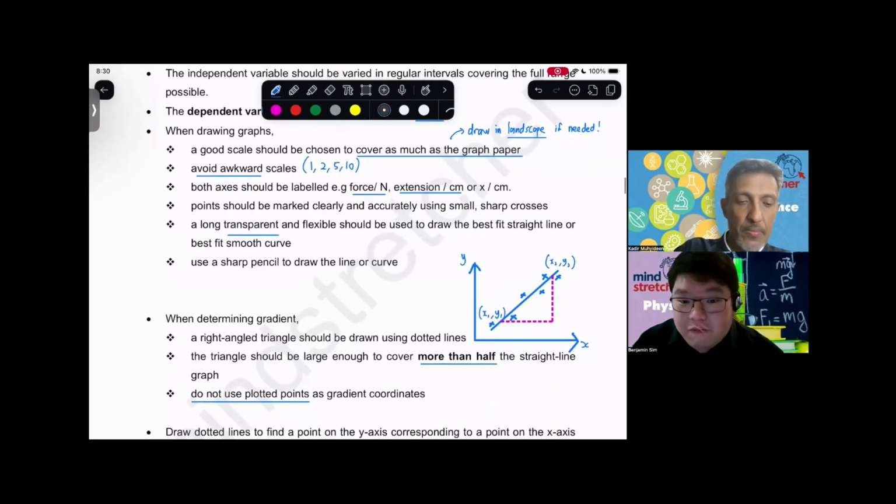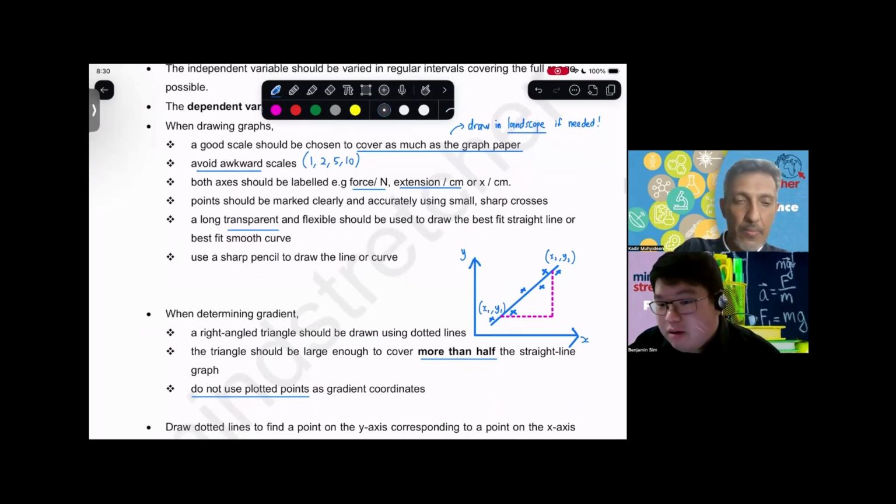Now, avoid using awkward scales. What do we mean by a proper scale? A good scale will be something along the lines of 1, 2, 5, 10, or like 0.1, 0.2, 0.5, or 1.0, something like that. These are considered good scales.